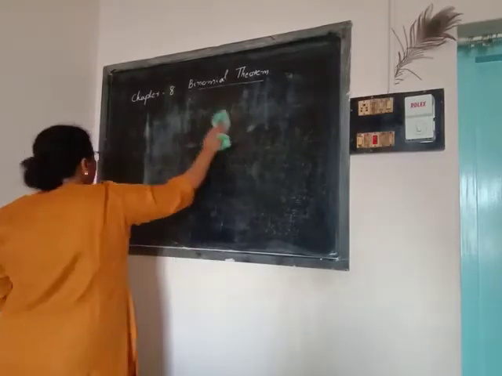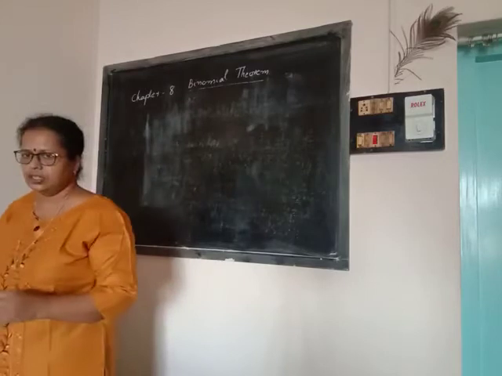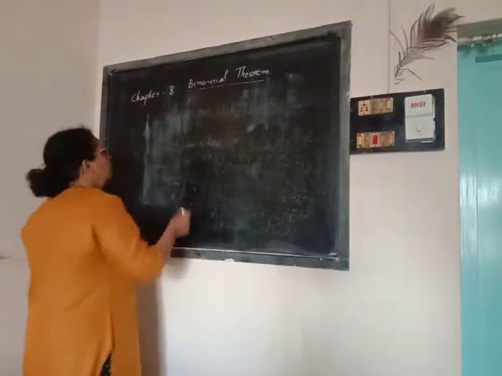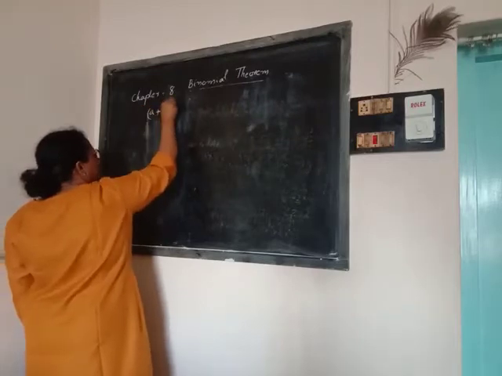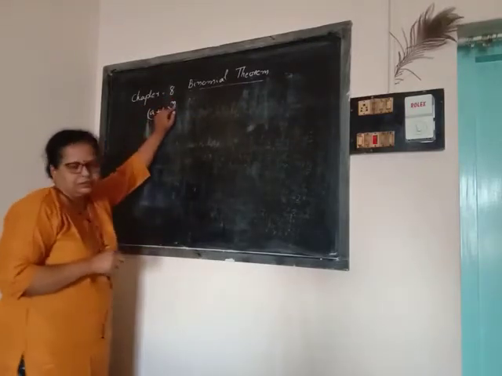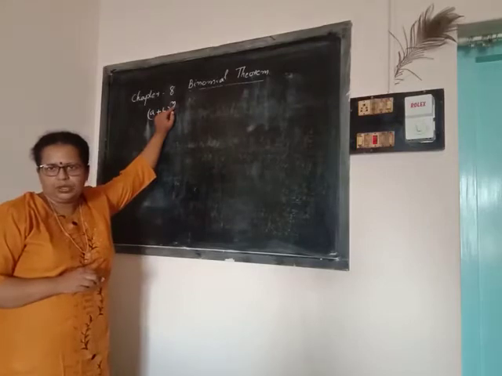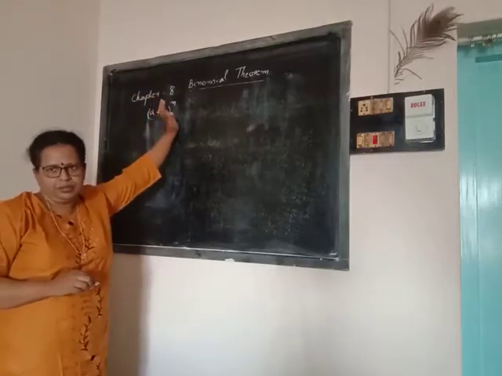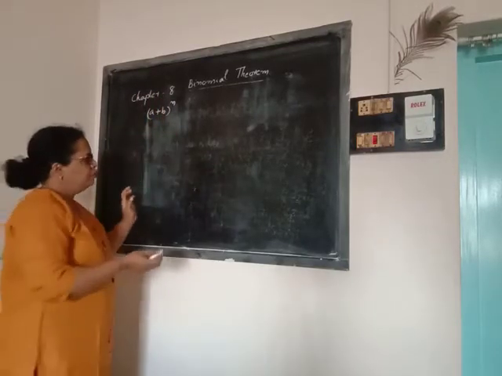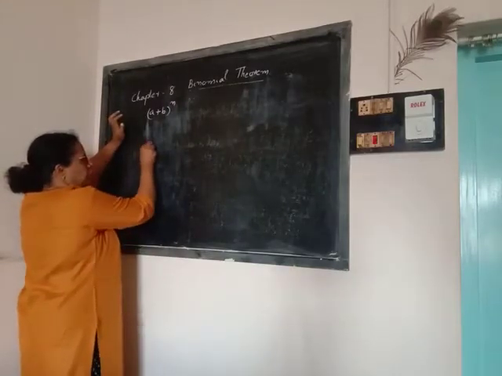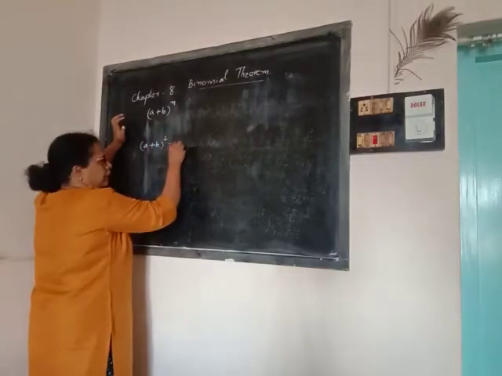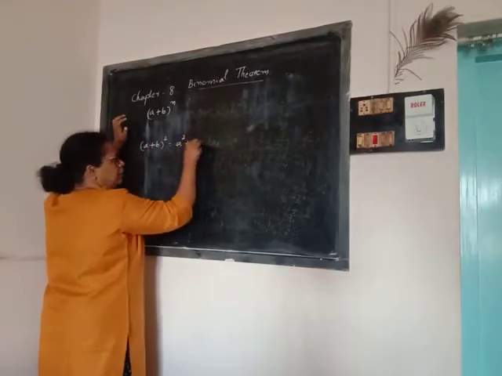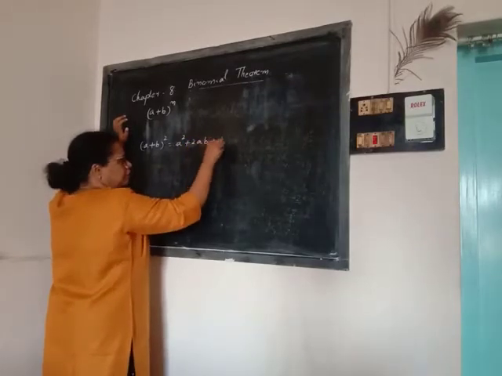Binomial theorem. Binomial theorem gives the expansion for a plus b whole raised to n. This n can be any number. You learned some formulas like a plus b whole squared. What is a plus b whole squared? A squared plus 2ab plus b squared.